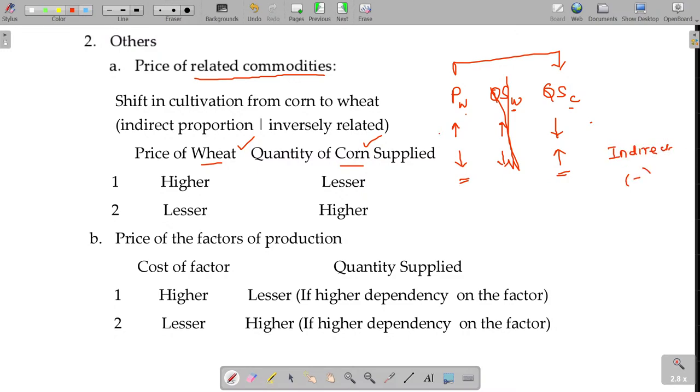So the relationship should be minus one. Shift in cultivation from corn to wheat and vice versa, this will be indirect proportion or inverse relationship. Is that okay? Clear? In the case of supply, and price of the factors of production.